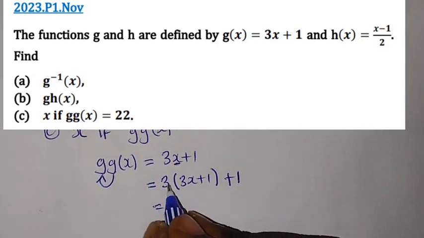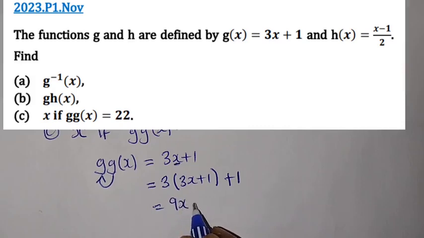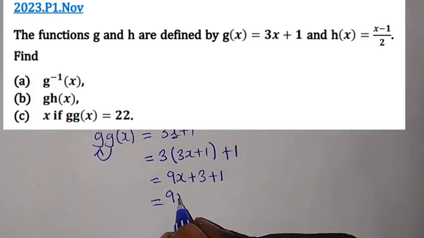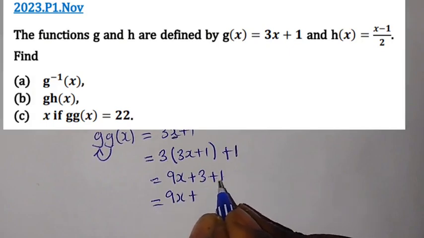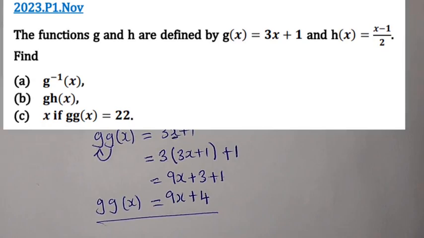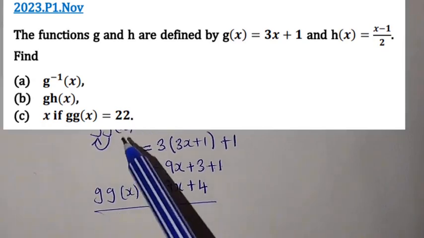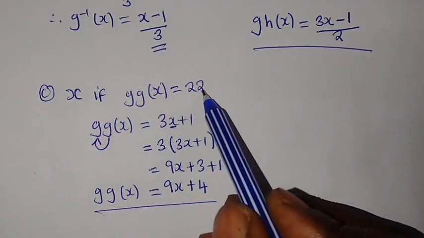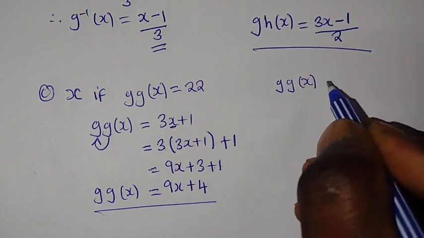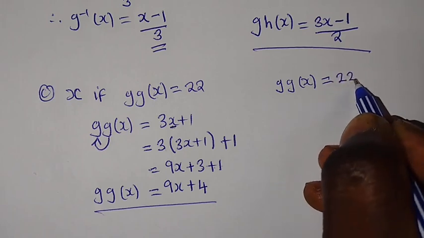So we say 3 times 3, 9x, plus 3 times 1, say 3, then plus 1. Then from here we are going to write 9x plus 3 plus 1, it's a 4. So this is the function that we get of g(g(x)). Now we come back to our statement. Our statement is saying g(g(x)) is equal to 22. So meaning that this g(g(x)) that you have found is equal to 22.